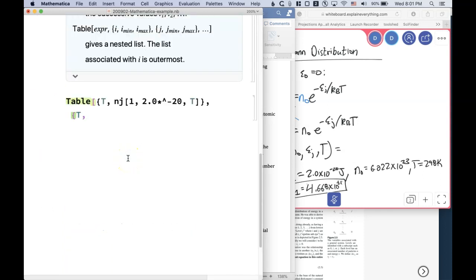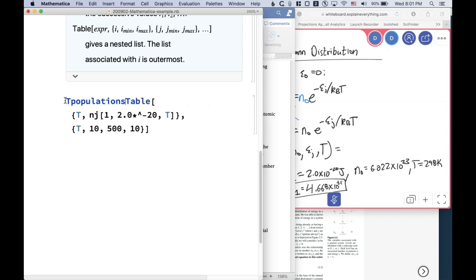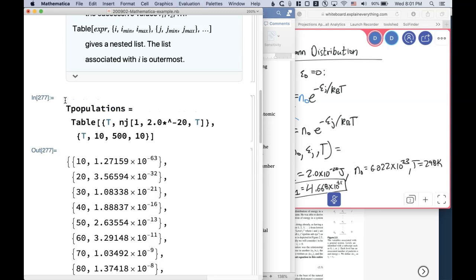So t comma 10 is where I'm starting, 500 is where I'm stopping, and each of my steps is going to be 10. So I can do this. Let's save this to a variable. I'll call this t populations or something like that.